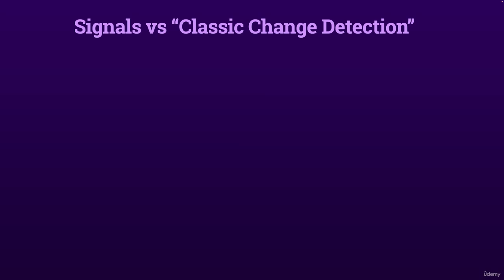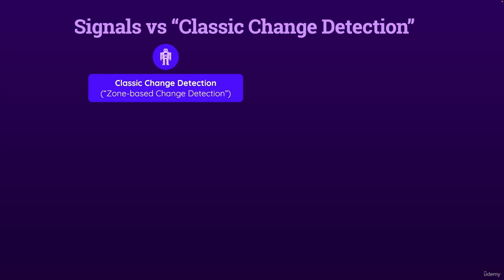So what's the purpose of signals? In the end, signals give us and Angular a new way of handling data changes and of updating the UI. Without signals, so without this new feature, Angular relies on its classic change detection algorithm for finding out whether some data changed and the UI should be updated.